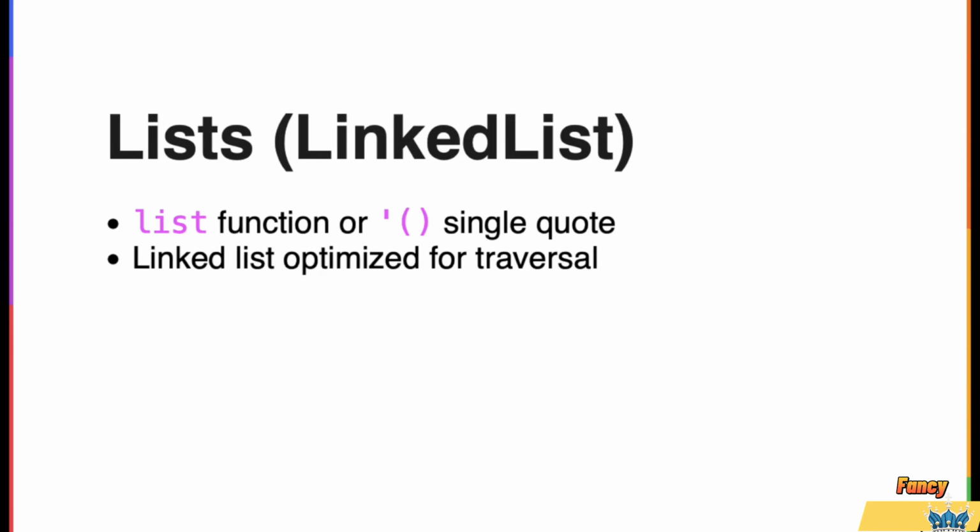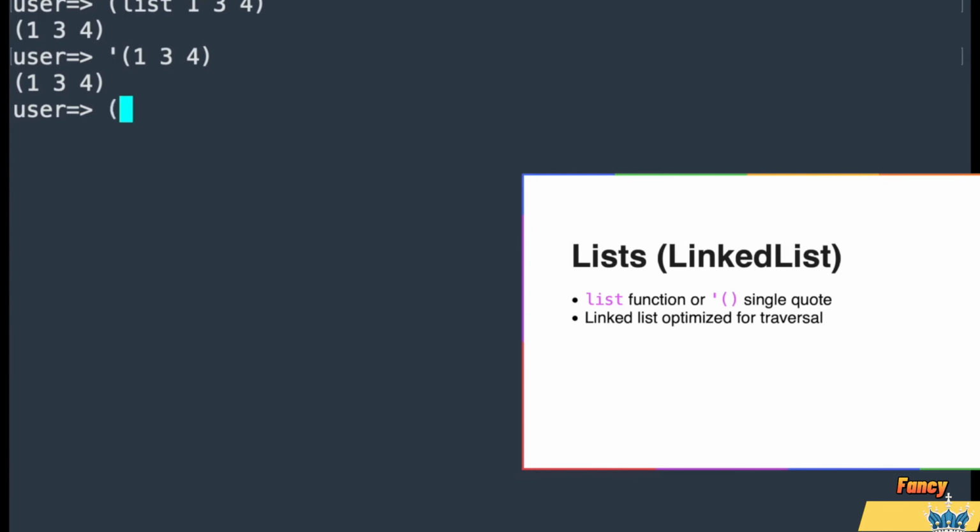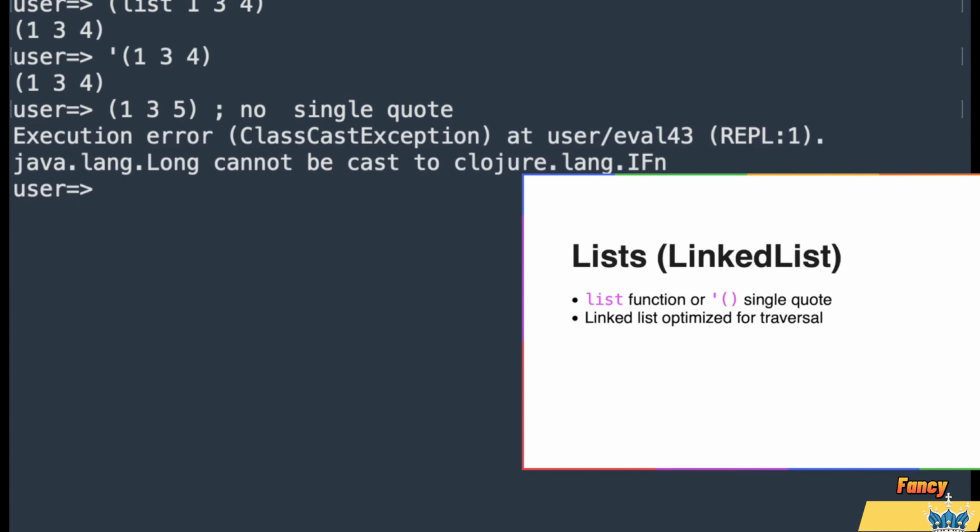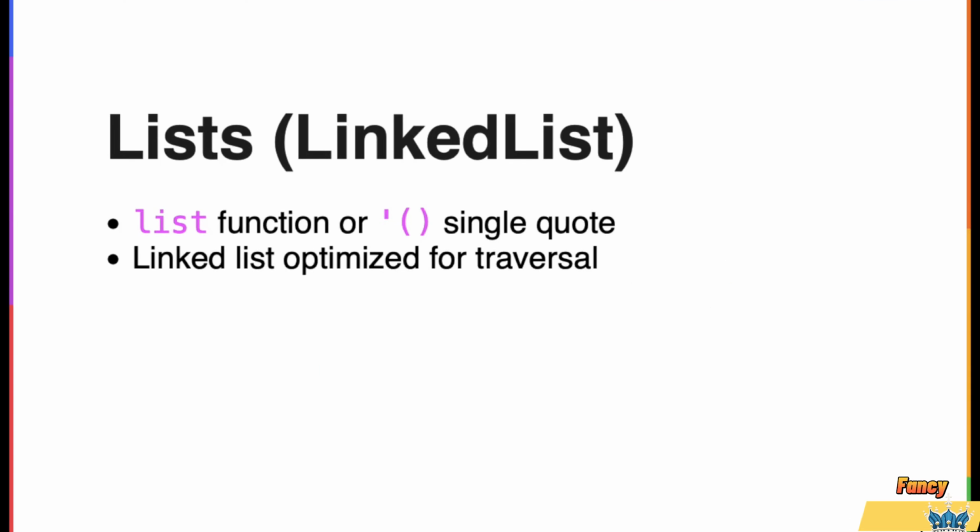We need this single quote because if we try to define a list without it, Clojure will consider the list to be a function call where the first element is the operation and all other elements are the arguments to that operation. In our case, the first element is not a valid operation. If you try to execute this code, you'll get an error saying that 1 does not implement the IFn interface, which in plain words means that 1 is not a function and hence cannot be called.